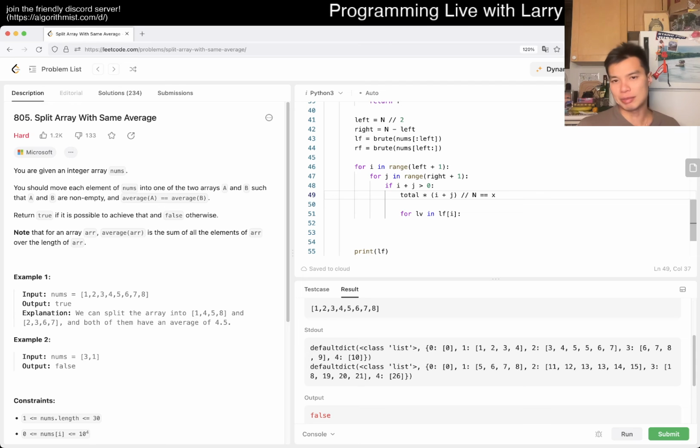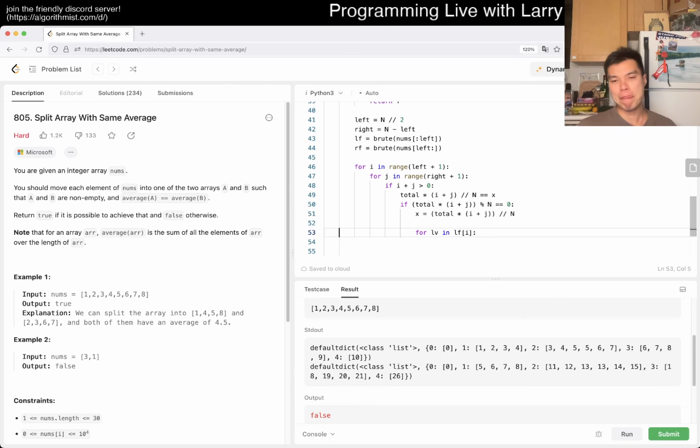So we have to do a couple of things. Basically, check that this is a whole number. So if total times i plus j mod n is equal to 0, so this is now a whole number, which means that it's possible. Then now x is equal to this thing, right?